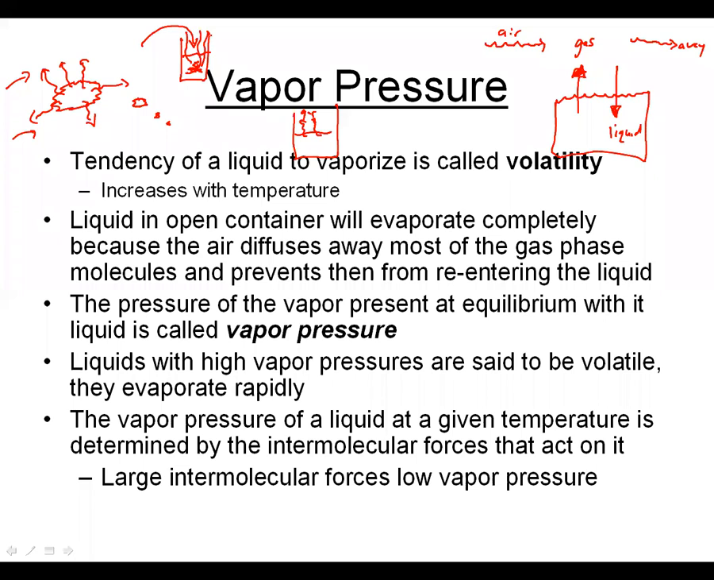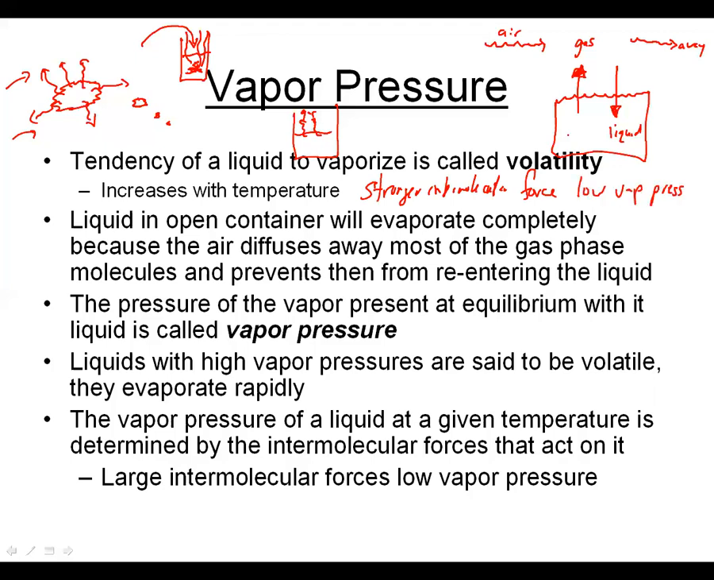Now, the vapor pressure of a liquid at a given temperature is determined by the intermolecular forces. So the larger the intermolecular forces, the lower the vapor pressure. That means that the stronger the intermolecular force, the lower the vapor pressure.